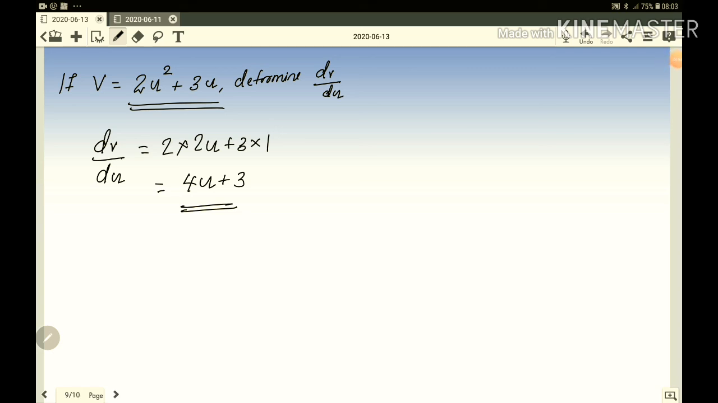Okay, there are many questions like this in your textbooks. So keep on practicing that.